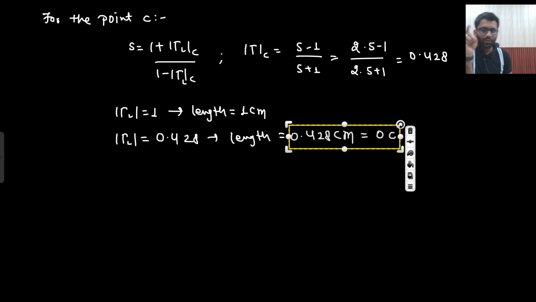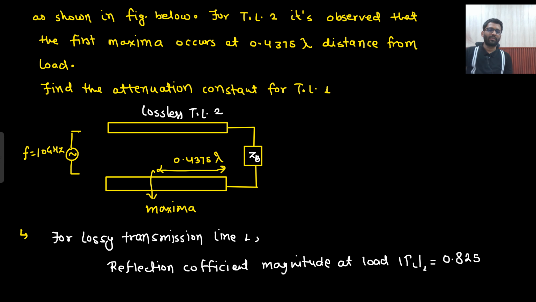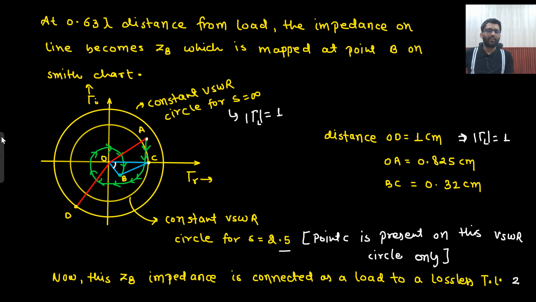So these kinds of short questions can be asked from this particular big question. They will make two circles. They will show that OD is equal to 1 centimeter. Then you know that with respect to this, VSWR is infinity here. If your OD is 1 centimeter, that means this radius is 1 centimeter, that means for this mode of gamma L is 1. So with respect to one reflection coefficient, your length is 1 centimeter.